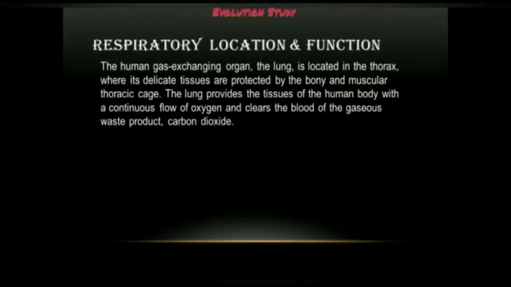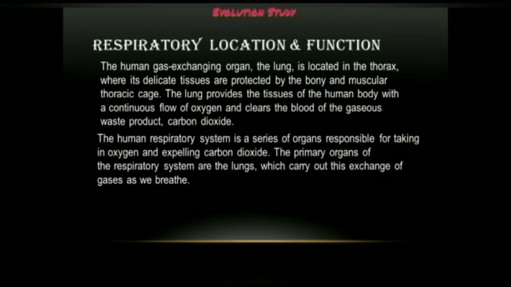Now let's move on to their function and location. The human gas exchanging organ, the lung, is located in the thorax, where its delicate tissues are protected by the bony and muscular thoracic cage. The lung provides the tissue of the human body with a continuous flow of oxygen and clears the blood of the gaseous waste product, carbon dioxide.